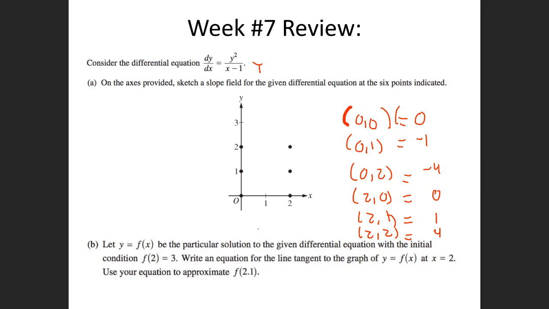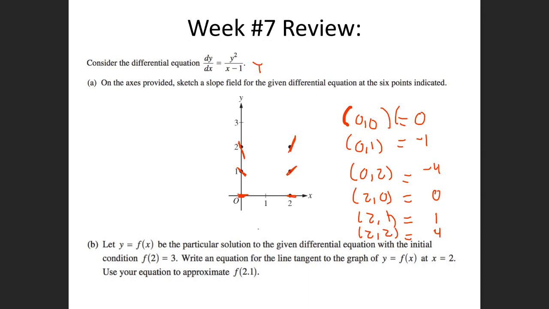So at 0, 0, it's going to be 0. At 0, 1, it's going to be -1. At 0, 2, it's going to be -4. Then at 2, 0, it's 0. At 2, 1, it's 1. And at 2, 2, it's 4. So that's what my slope field would look like.